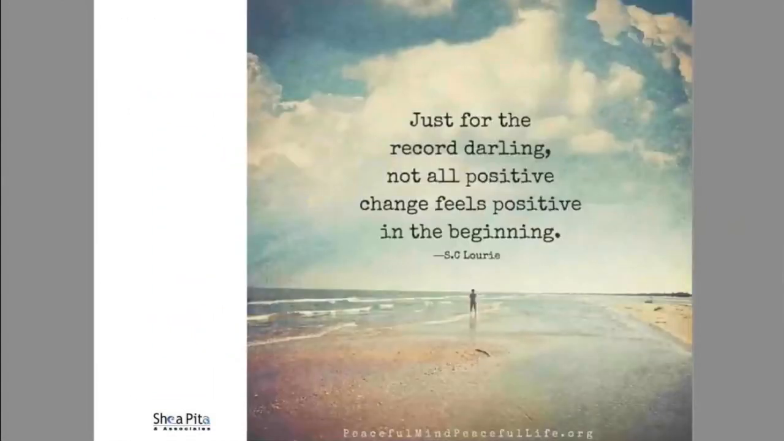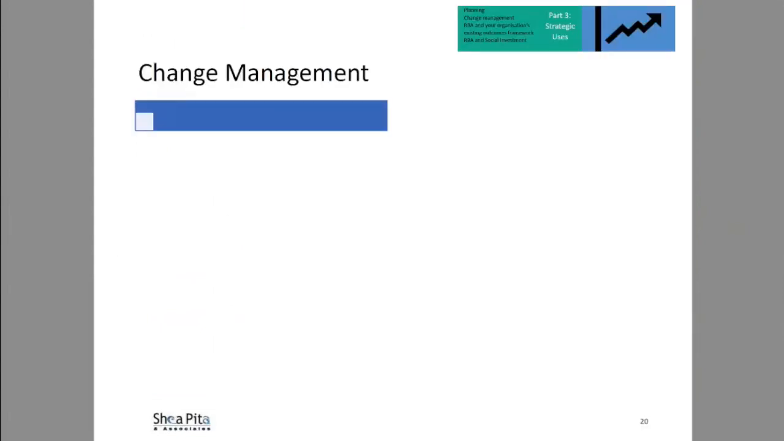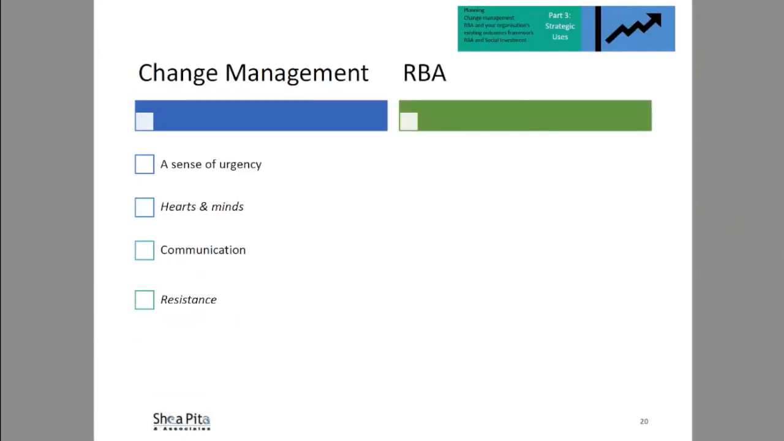Love this one, everyone. So we all know that when we engage in change management, it's challenging, it's hard yakka, and Naomi and Paulette were talking a little bit about that. So RBA is a great tool which helps you with your change management. So I want to talk to you about some of the core aspects of change management. Thank you, David. So some of those core aspects are a sense of urgency, hearts and minds, communication and resistance. So what you can do is you can use RBA to help you in that space.